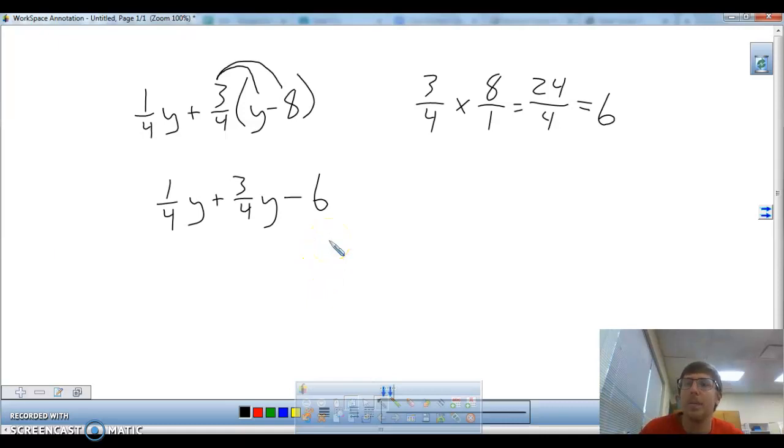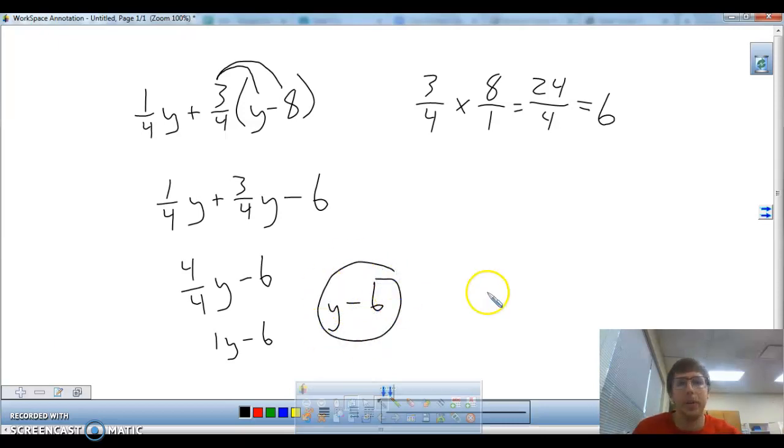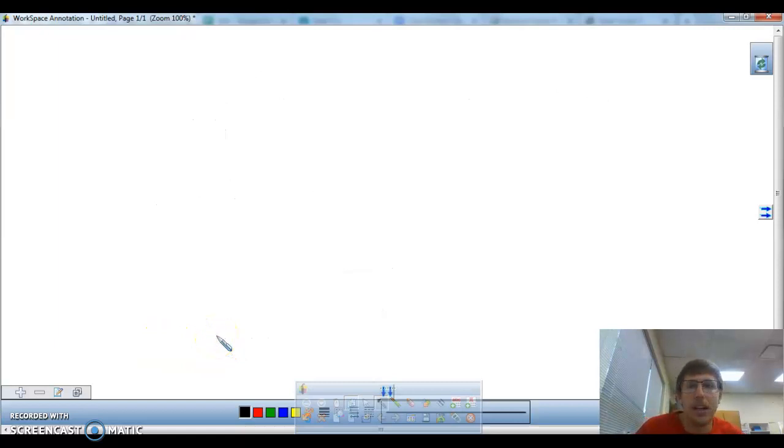Now, again, what can you combine now? Well, now we've got 1/4 of a y, and we're going to add that to 3/4 of a y. Well, that makes 4/4 y minus 6, which 4/4 of a y is just 1y minus 6, and 1y is just y minus 6. Now, you might need to go through that a few more times to see that and understand what we mean by that. But yeah, it's the same as just normal whole numbers, okay? Don't panic with those things, all right?